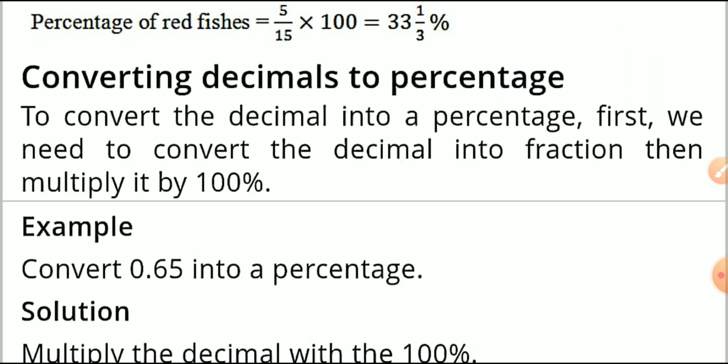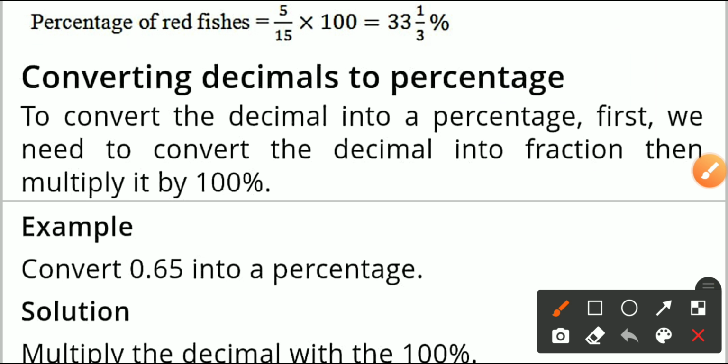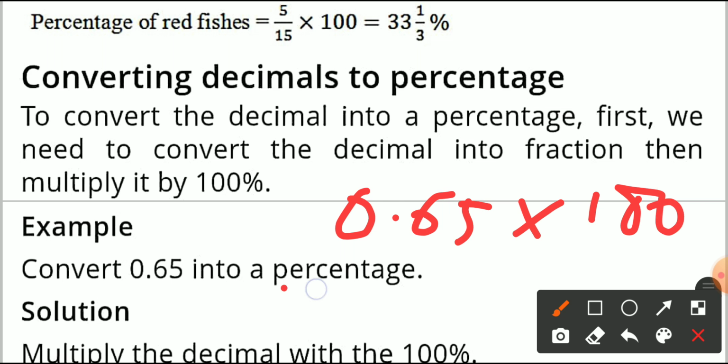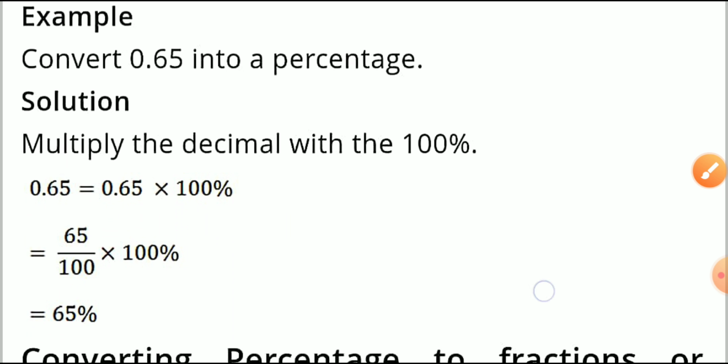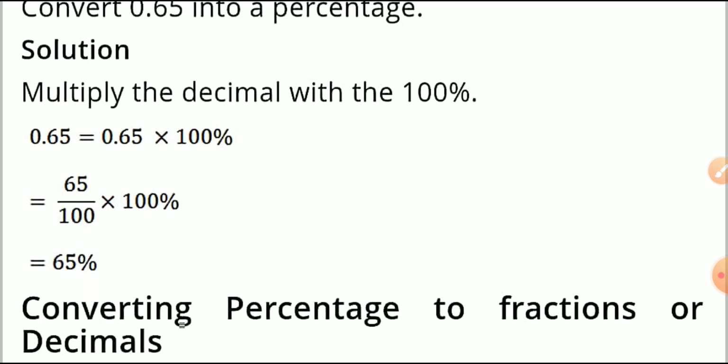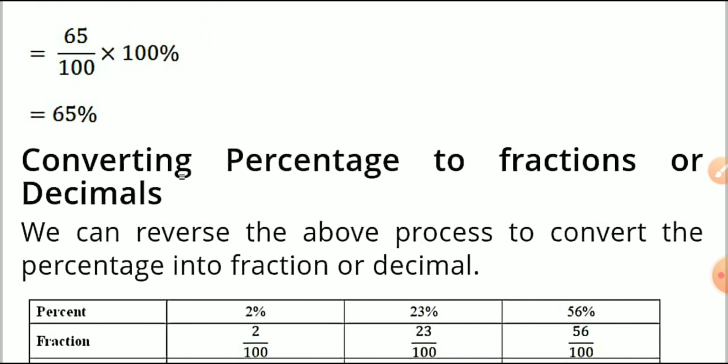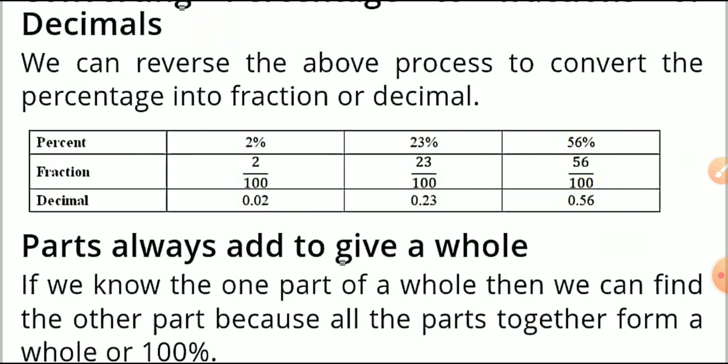Converting decimal to percentage, this is very easy. 0.65 multiply by 100. So what will you get here? 65%. Okay. Converting percentage to fractions, that is again very easy. 2% means 2 upon 100 or 0.02. 23%, 23 upon 100, that is 0.23. 56% means 56 upon 100, that is 0.56.